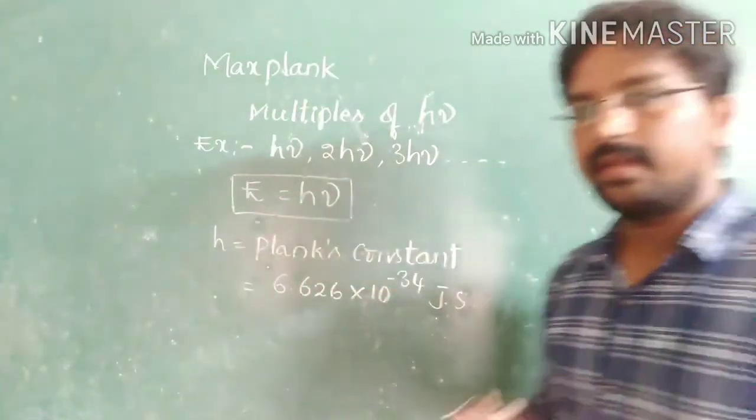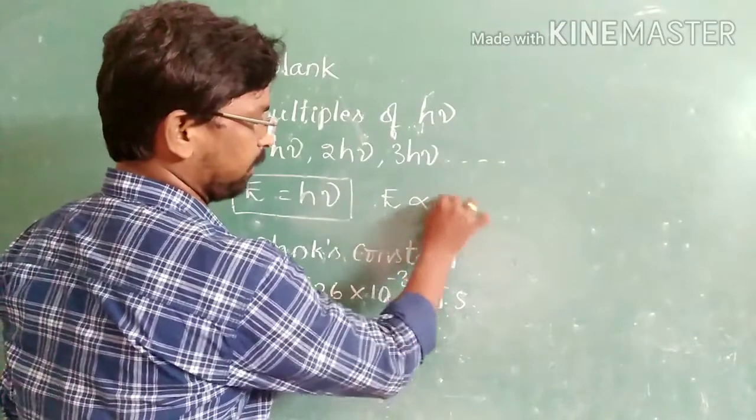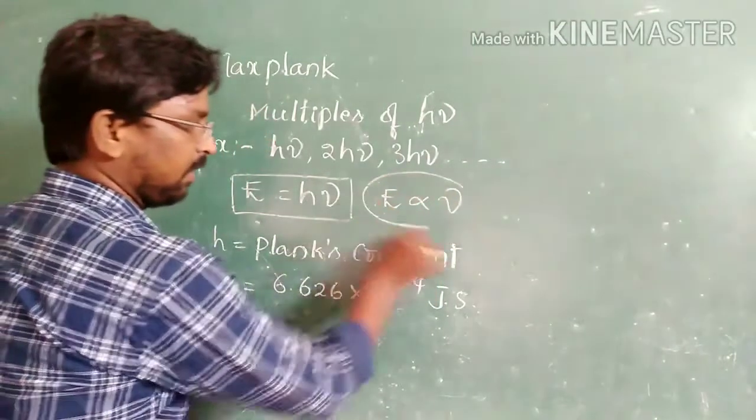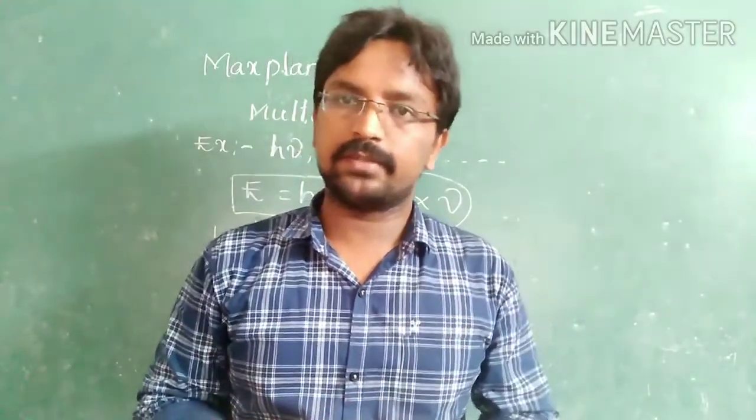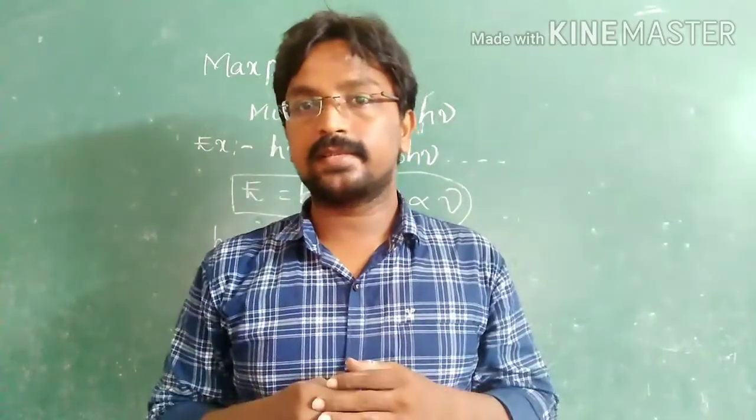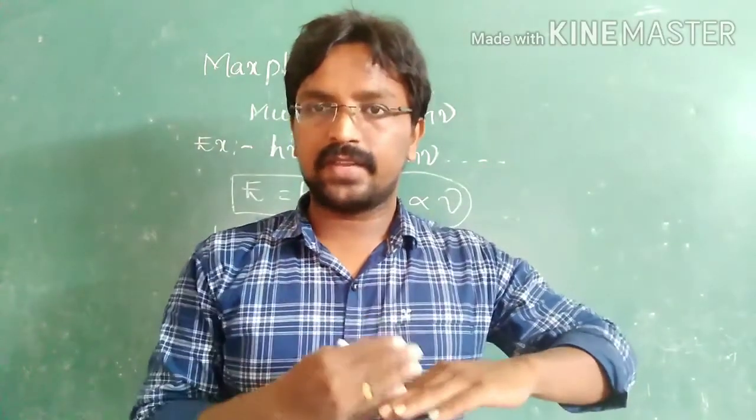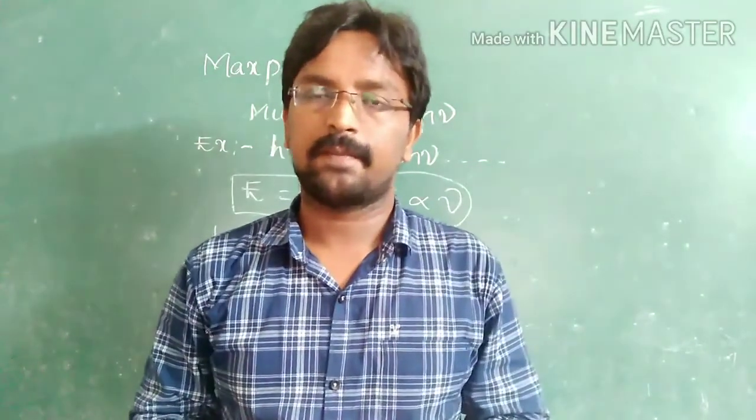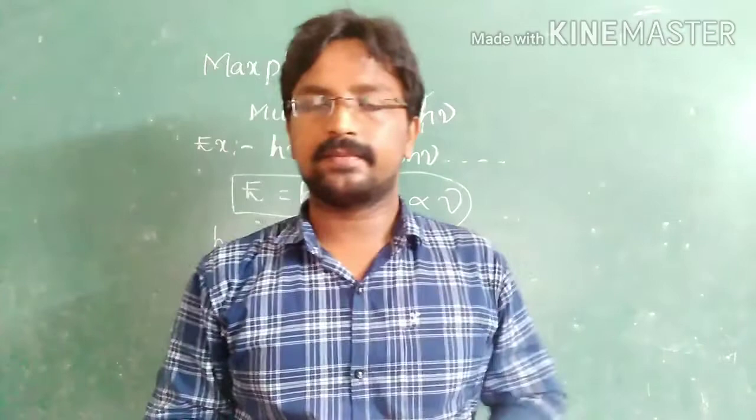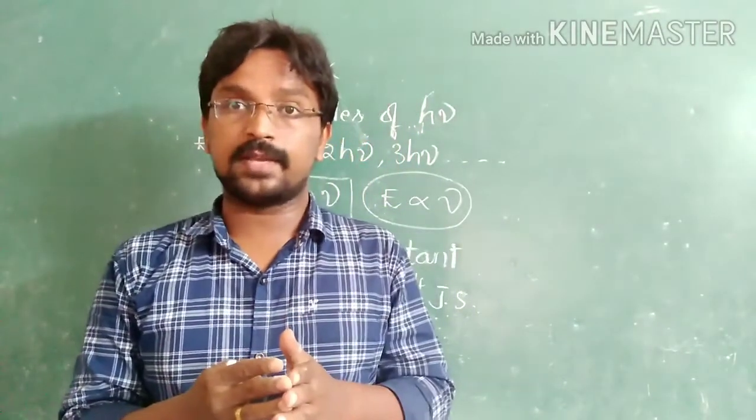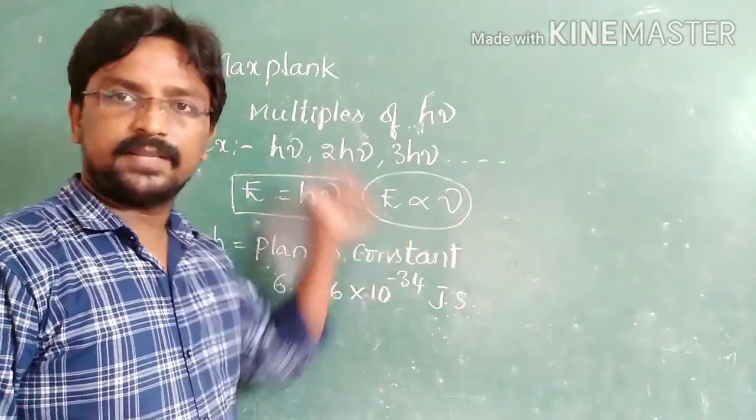So here E is energy. The relation between energy and frequency is that E is directly proportional to nu. That means increasing frequency means energy also increases. In the spectrum, red color has more wavelength, that means less frequency, so red color has less energy. Blue color has less wavelength than red color, but its energy is more than red color. So that relation was obtained by Max Planck.